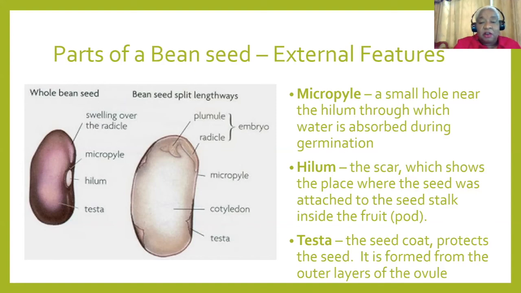So you have the micropyle, the small hole near the hilum through which water is absorbed during germination, the hilum, which is the scar, which shows where the seed was attached inside the fruit or the pod in this case, and the tester, which is the seed coat, which protects the seed.